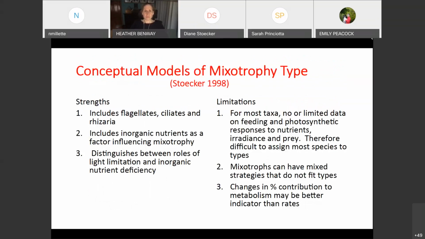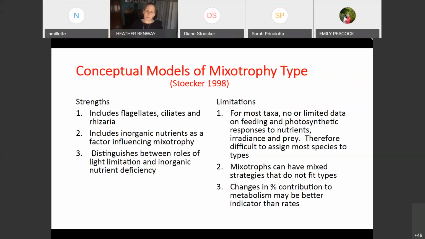some of the strengths and limitations of this approach. Well, the strength of the conceptual models that I did was that it included flagellate ciliates and Rhizaria, and that it also included inorganic nutrients as a factor influencing mixotrophy, and it distinguished between light limitation and inorganic nutrient deficiency in driving mixotrophy. But there are some big limitations to this conceptual model.